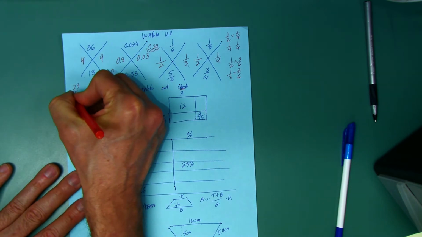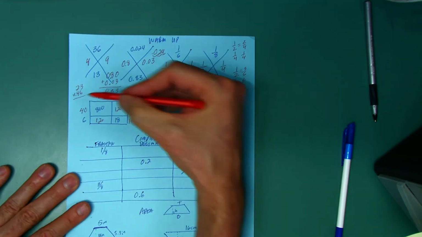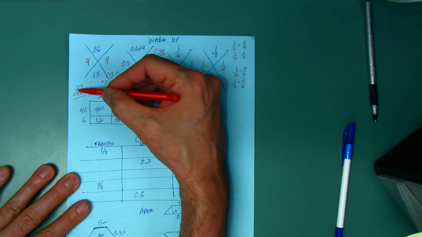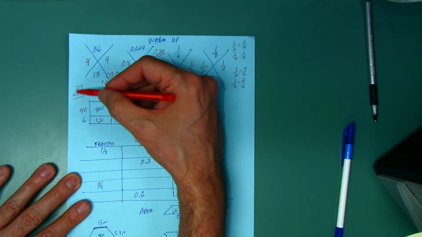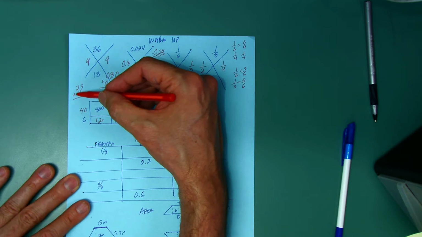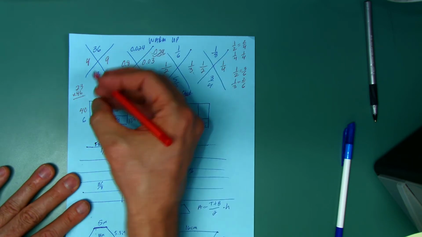23 and 46. And remember how the standard algorithm works. I'm going to go 6 times 3, then 6 times 2. Then I'm going to put a placeholder and do 4 times 3. Why? Because that 4 is really 40. 4 times 3 and 4 times 2. Then I'm going to add.